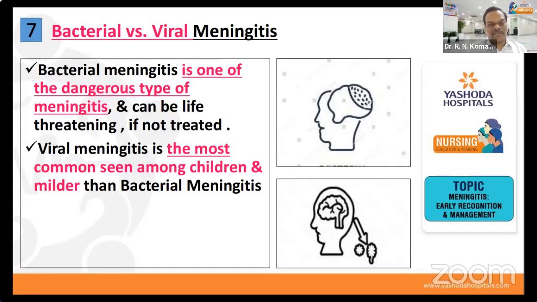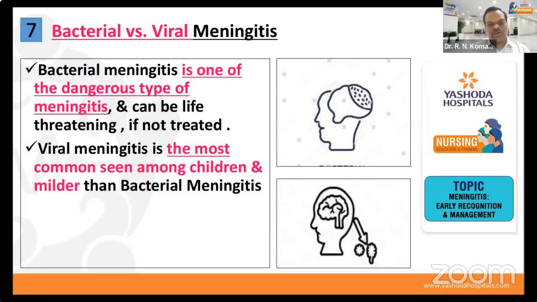Bacterial meningitis, compared to viral meningitis, is more severe and can be more life-threatening. If you do a lumbar puncture in these patients, what do you observe? You see predominantly neutrophils, low sugars, and elevated proteins.